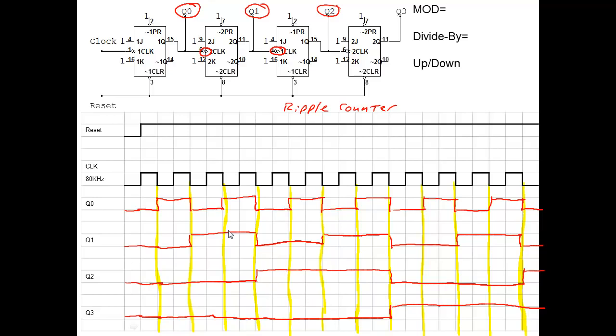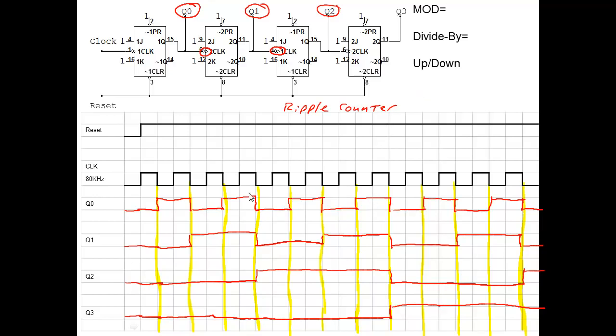Okay, so this one is doing the negative edge of the clock. This one's doing the negative edge of Q0. Q2 is the negative edge of Q1, and Q3 is the negative edge of Q2. So if you wanted to, you could have just done your dotted lines just for the first one, and then do a dotted line for Q1 just on the negative edges of that one, and this one would have been just the negative edges of this one, and this one would have just been the negative edges of that one. So you didn't have to do all your dotted lines. I could have saved us some time by just doing just the top one.